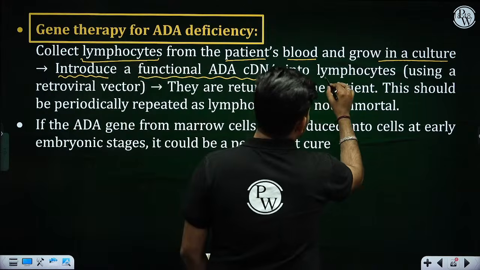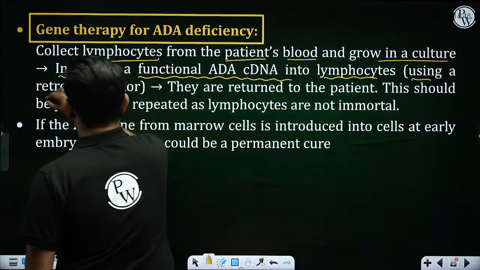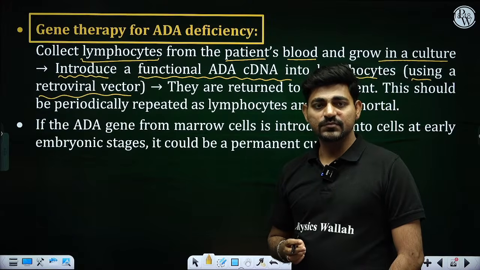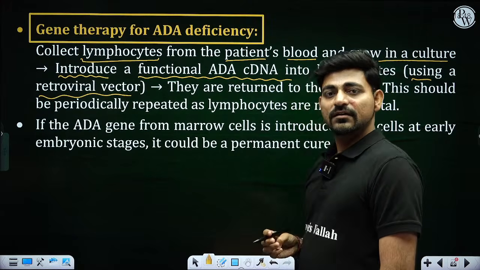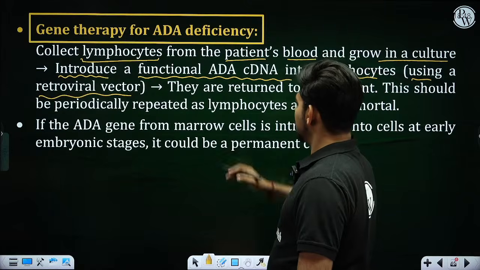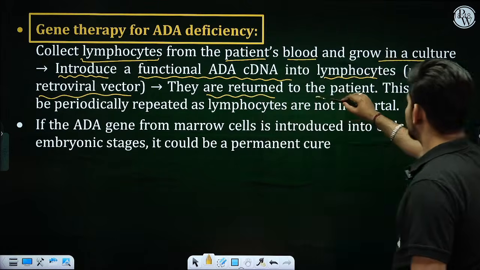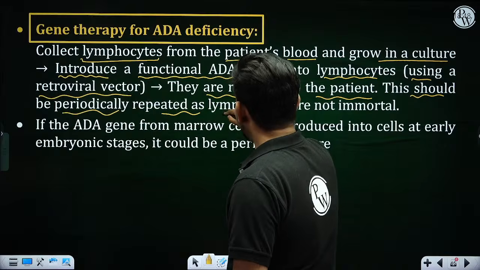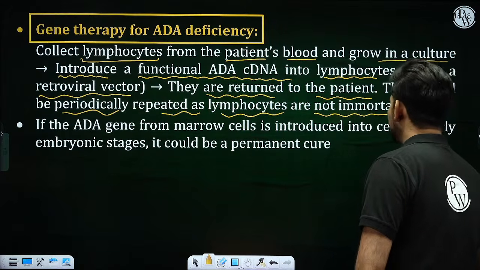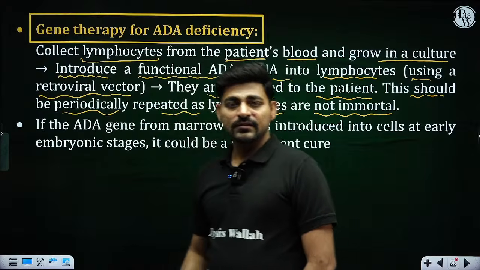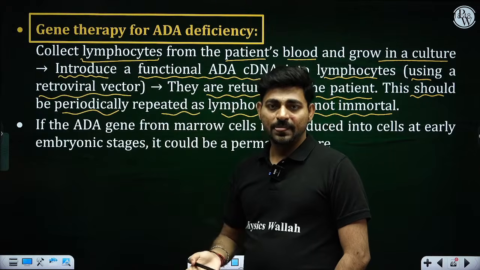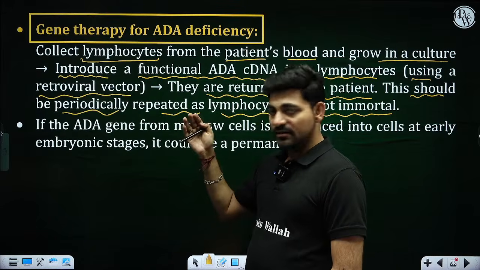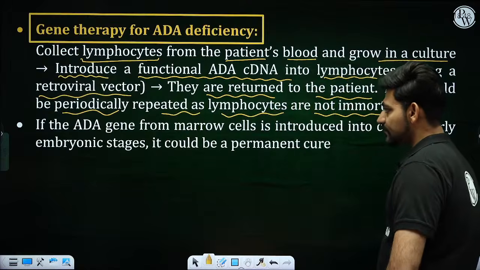ADA complementary DNA into the lymphocyte using a retroviral vector. So, here these lymphocytes are transformed with the help of disarmed virus or disarmed retrovirus. They are returned to the patient's body, and this should be periodically repeated, as lymphocytes are not immortal. Within few days, those lymphocytes will die inside the body, and again a new set of genetically modified lymphocytes are inserted into the body. Okay.